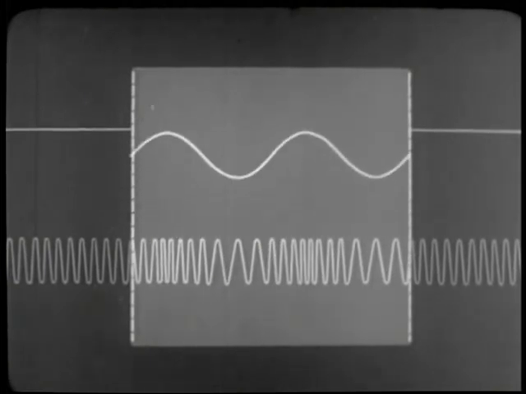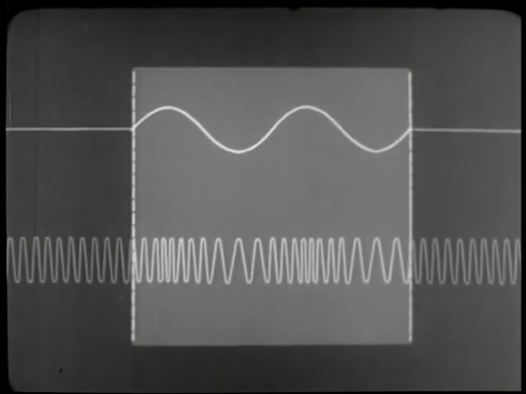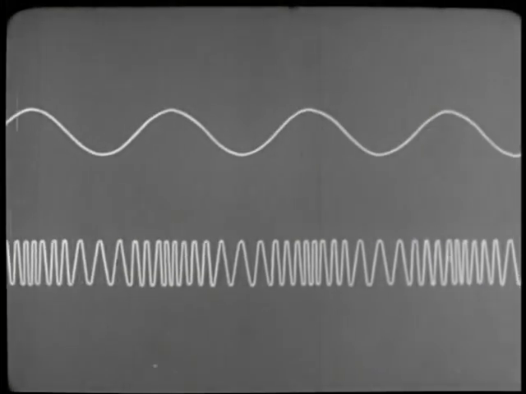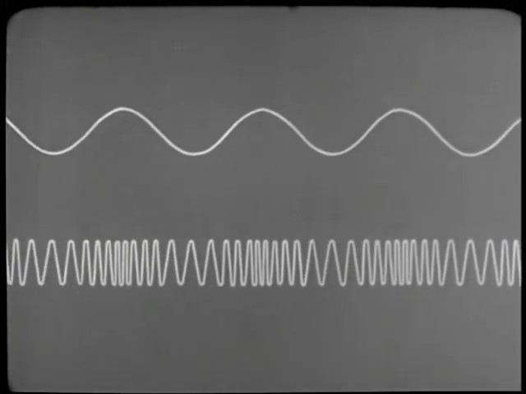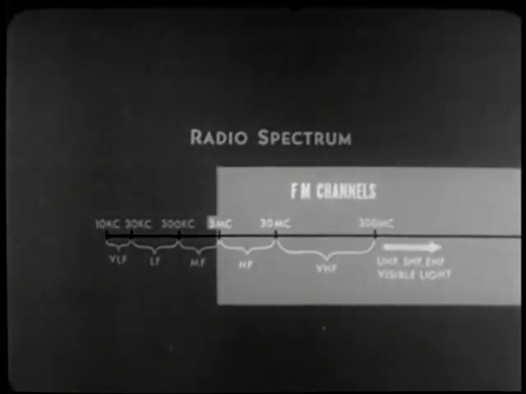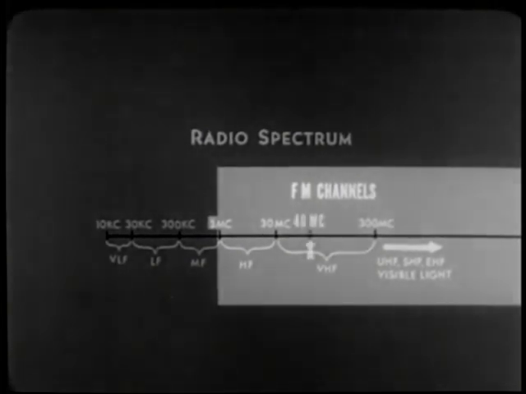The relationship of the audio signal and its carrier can be observed even more clearly by studying a typical military FM channel. Just where in the radio spectrum are FM channels assigned? The nature of FM normally requires a greater bandwidth than with AM. Therefore, FM communication channels are normally assigned above the medium frequency band. A typical FM channel, 40 megacycles, would be located here.